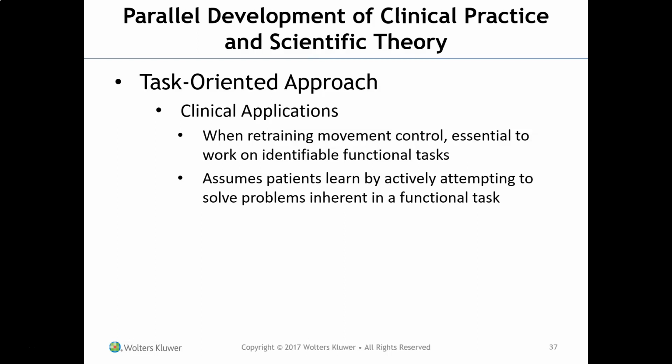Once you understand what a task-oriented approach is, you'll be able to say, okay, that's the approach that I use. So you tell a patient, okay, the task I want you to do is reach for this object. Okay, so basically based on the individual, based on the motor control, based on the environment, they're going to use a task-oriented approach to accomplish the task.